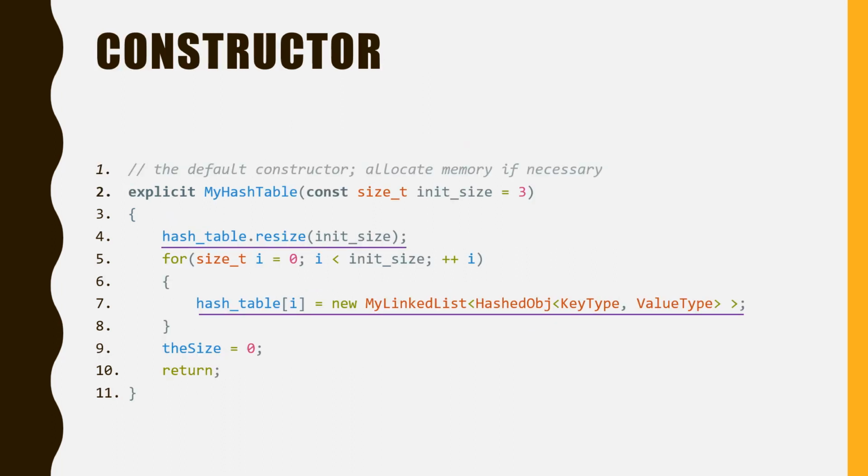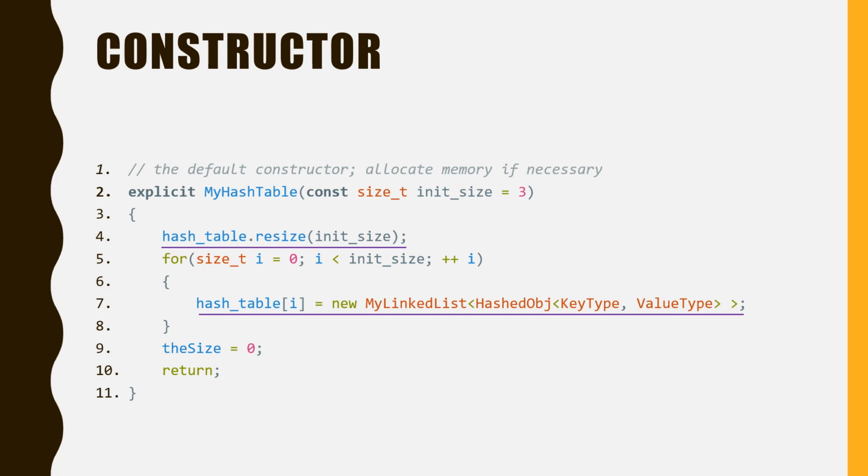Here is the constructor function. In line 4, note that the variable hashTable corresponds to an instance of the myVector class, and calling its resize function further calls its reserve function, which allocates sufficient memory to the vector. The variable initSize corresponds to the hash table size, or the maximum number of buckets the hash table can hold. Then, in line 7, we assign each bucket with the address of a new and empty linked list. Finally, in line 9, we set the size to 0, indicating that the hash table contains no record.